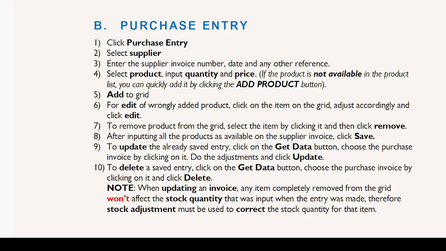To update an already saved entry, click on the Get Data button, choose the purchase invoice by clicking on it, do the adjustment and click Update. To delete a saved entry, click on the Get Data button, choose the purchase invoice by clicking on it and click Delete.